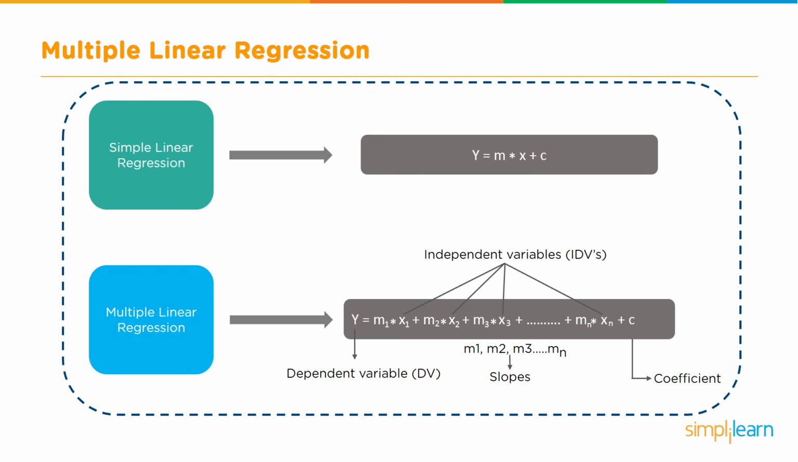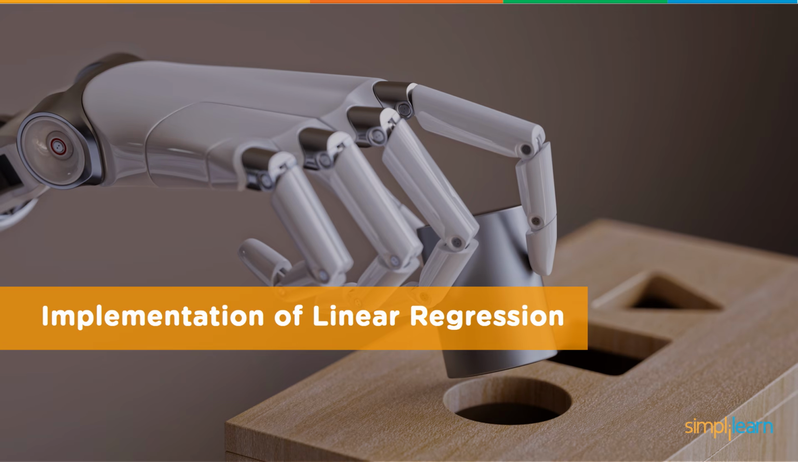When you're dealing with multiple linear regression, you basically take your single linear regression and spread it out. So you have y equals m1 times x1 plus m2 times x2, and so on all the way to mn times xn, and then you add your coefficient on there. Implementation of linear regression. Now we get into my favorite part.